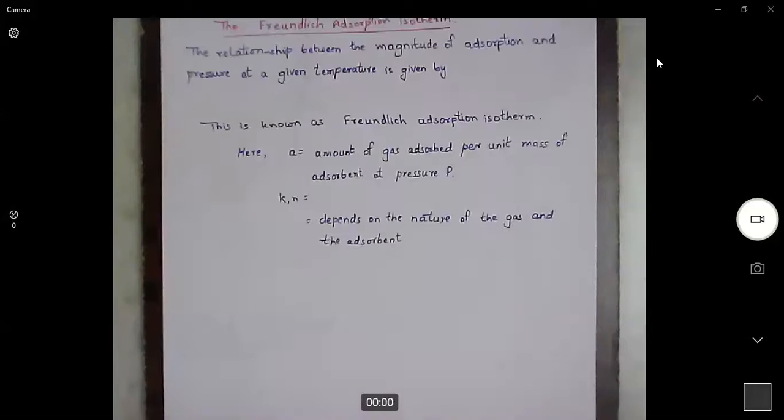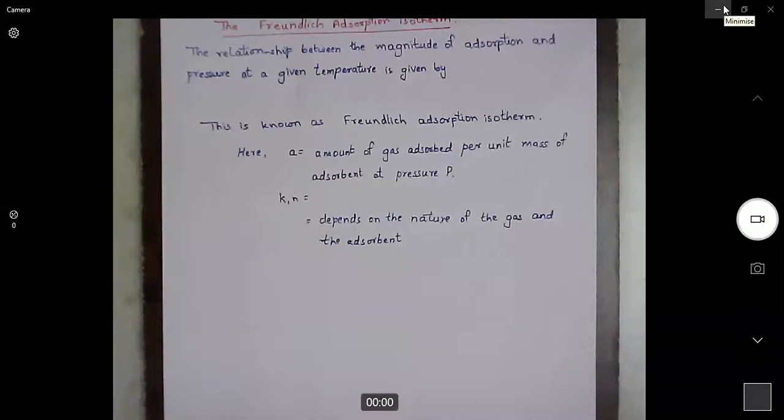Today we will discuss Freundlich adsorption isotherm. What is Freundlich adsorption isotherm? It gives a relationship between pressure and the amount of solute adsorbed on the solid surface. So it is purely a relationship between the pressure of the system and the amount of compound or solute adsorbed on the solid surface.